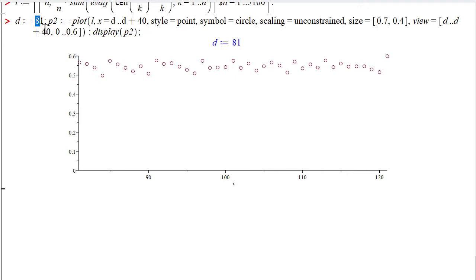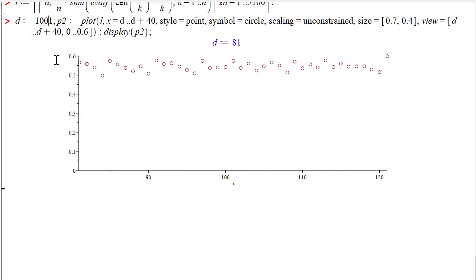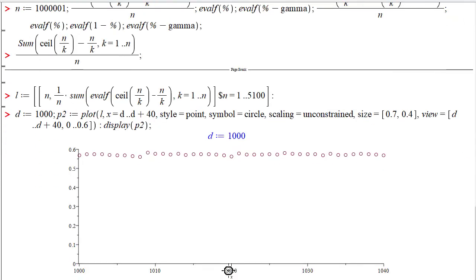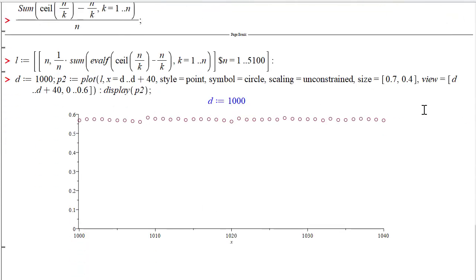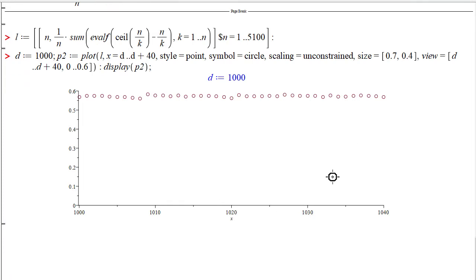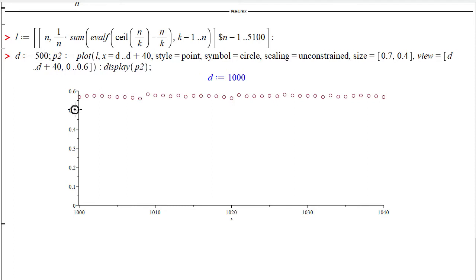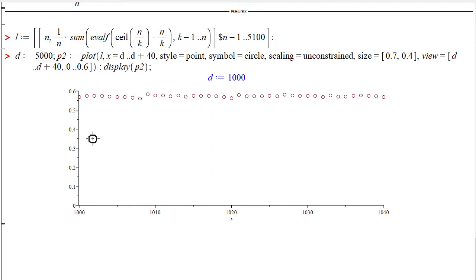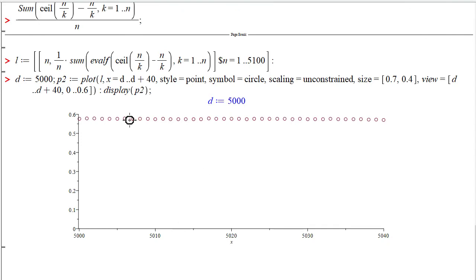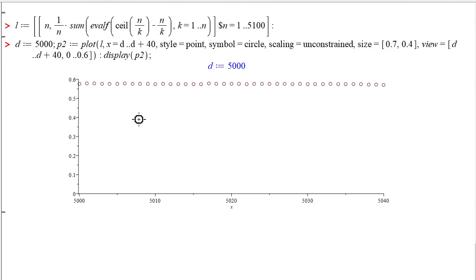So let's just speed things up. Maybe we'll go to 1,000. I might as well go to exactly 1,000. Now there it is. See, it's already starting to level off. If I go to, say, 5,000, it's near my limit. See, so we've very much leveled off here for every value.